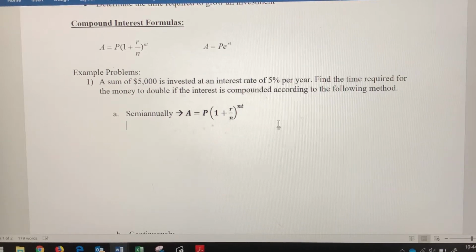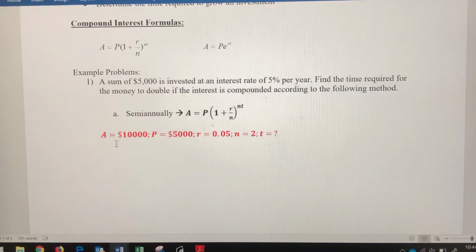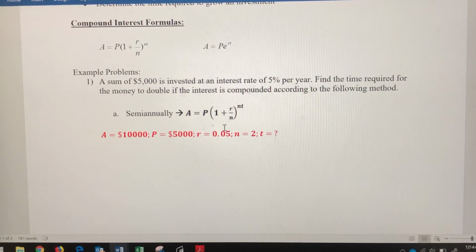And then let's put values on all the variables that we know. The amount that we're going to end up with is double what we invested. So that's where the $10,000 comes from. So A is going to be 5,000 times 2. P, the principal, the amount invested originally, is $5,000. That's given here. R is the interest rate written as a decimal, so 5% we convert to 0.05. And N, remember, the number of times that we are compounding per year is 2. Semi-annually means 2 compounding periods per year. And we're going to be solving for T.